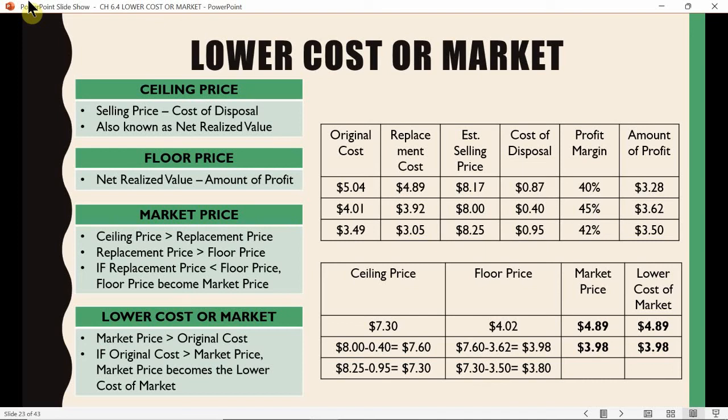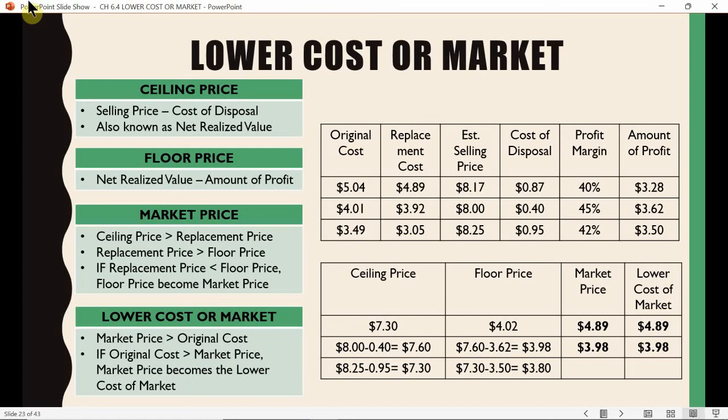Is it 398? No. I don't know where you got that number. So we're comparing three numbers, right? The ceiling at $7.30, the floor at $3.80, and the replacement of $3.05. Is it really in the middle? Put it on a number line. Is that the highest or lowest value? Is it 402? We do not use the 402. I don't even know where you got that number.